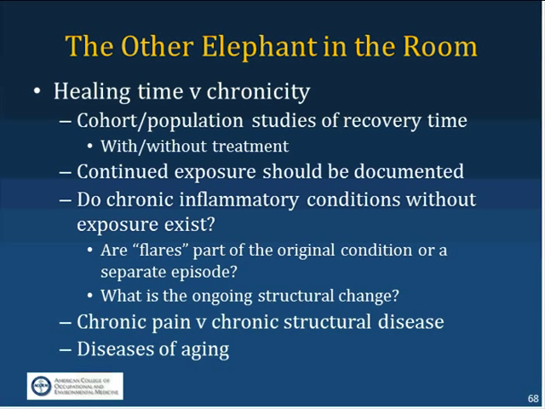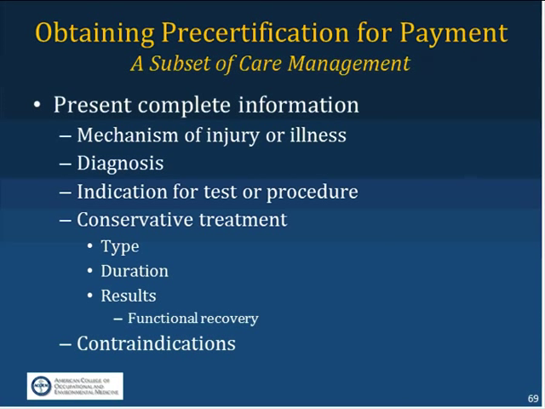Healing time versus chronicity. If something's not getting better, you really have to document that they're still exposed to some known risk factor at work. An awful lot of these people aren't working, and so the question is, where's the exposure coming from? Not at all clear. And a lot of the diseases we're now looking at are actually diseases of aging, like arthritis. So pre-certification, real quickly here, is a subset of care management.